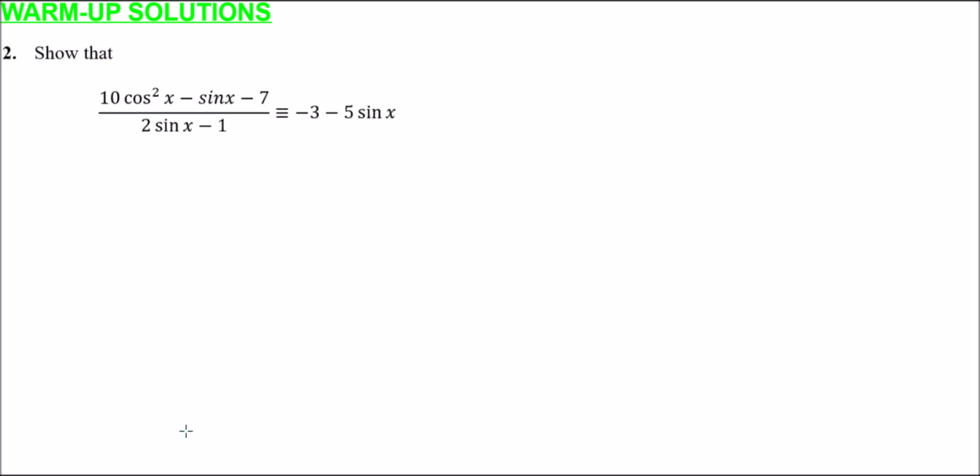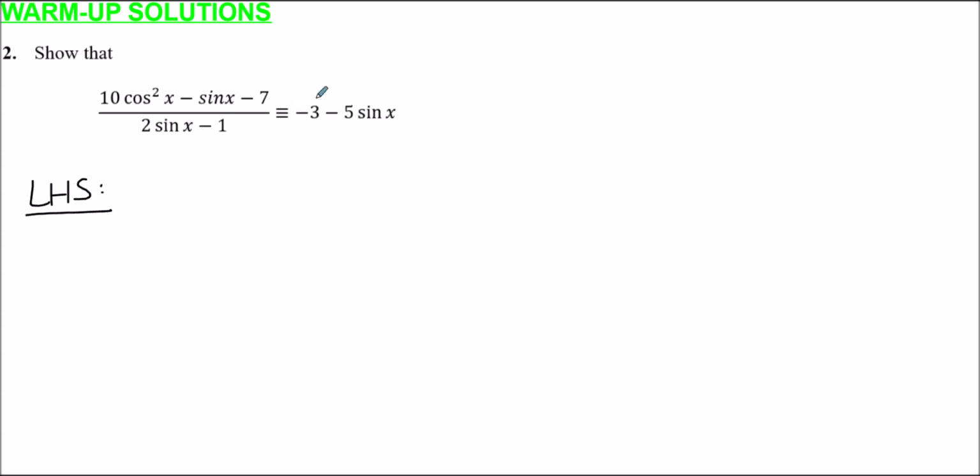Question 2, a trig identity. Show that 10 cos squared x minus sin x minus 7 all over 2 sin x minus 1 is identical to minus 3 minus 5 sin x. So here, if we notice, we need to start with one side and manipulate it so that it becomes literally identical to the other side. So I'm going to start here with the left-hand side, LHS for short and to be lazy.